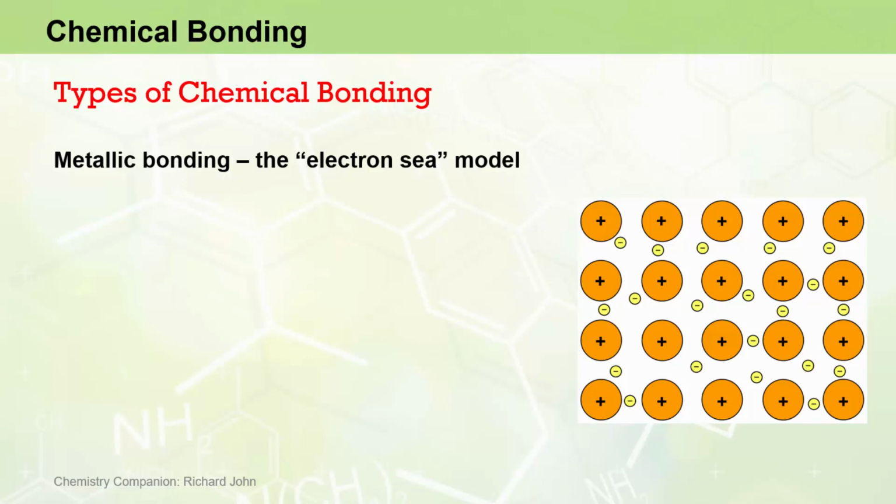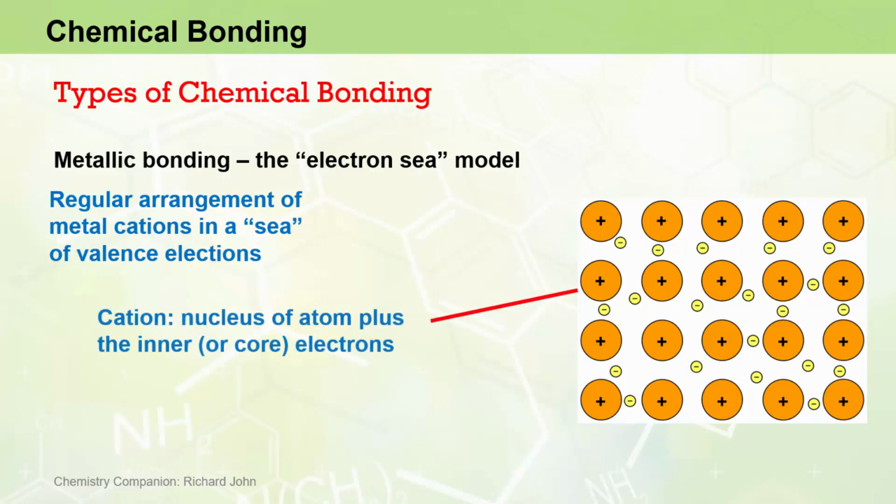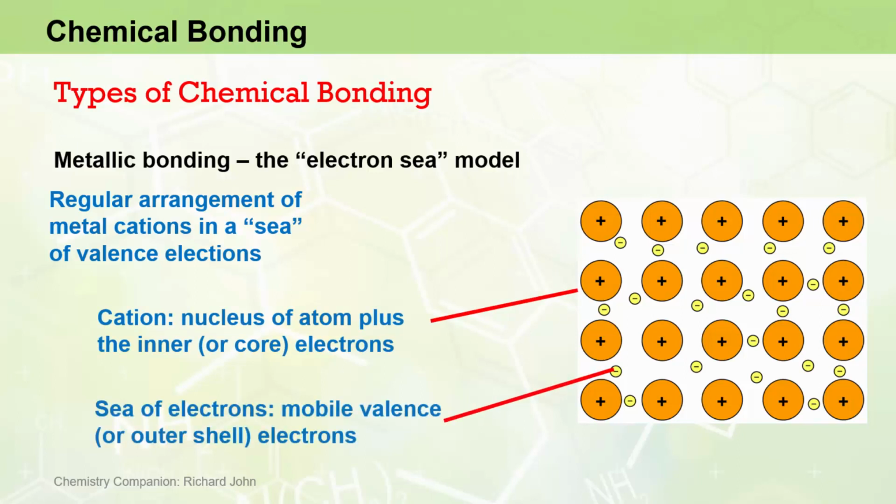Metallic bonding can be described in terms of the electron sea model, which describes the attraction between atoms in metals. In this model, the metal is pictured as a regular arrangement of metal cations in a sea of mobile valence electrons, as depicted in this diagram. The metal cations are actually comprised of the nucleus of the atom plus all its inner or core electrons. The sea of electrons is comprised of mobile valence or outer shell electrons.